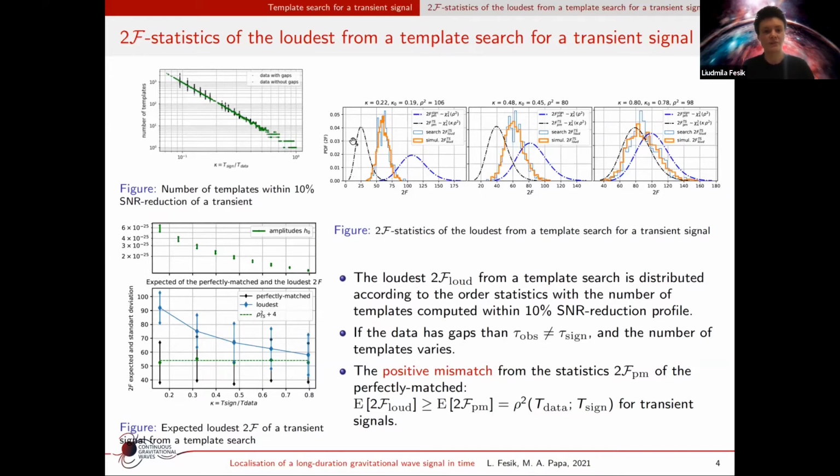Then instead of the PDF, probability density function, of a transient signal, which is given here on the plot in black, we have somewhat louder values for the loudest statistics, which is given here in orange. I represent on these three plots three different cases for the duration: the short, the middle, and the long duration. So everywhere here, when we speak about transient signals searched with a template grid set up for the whole observation span, we have louder 2F values than expected.